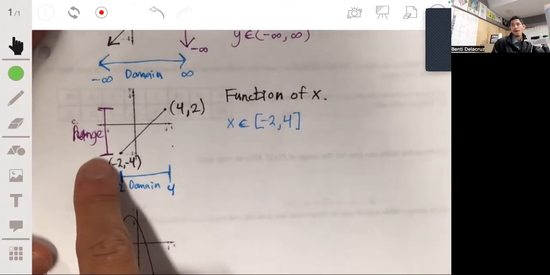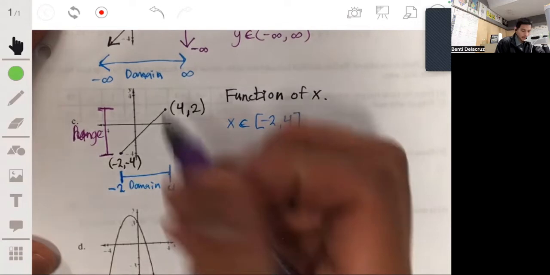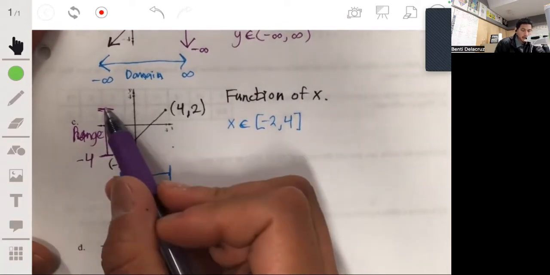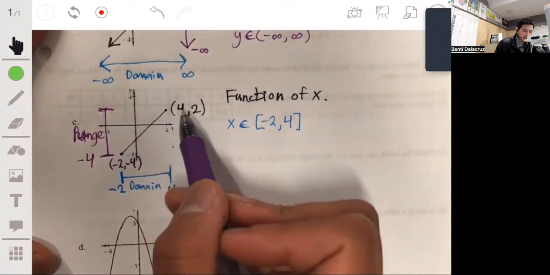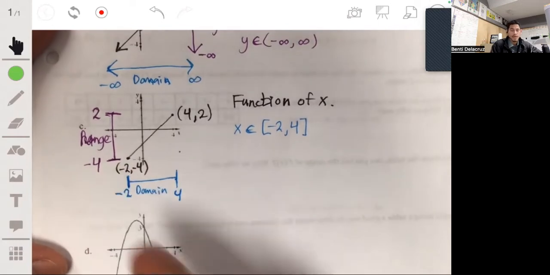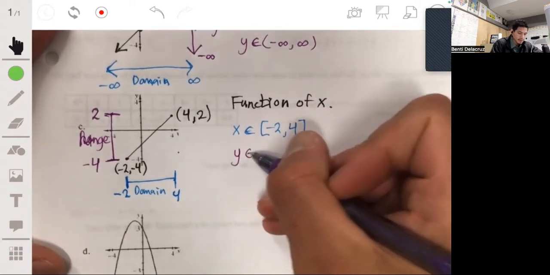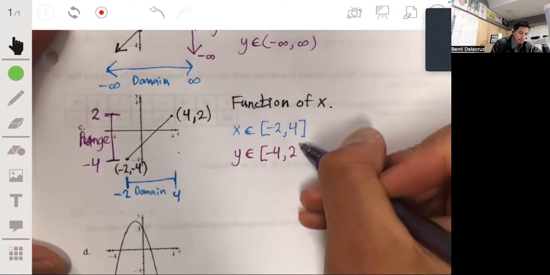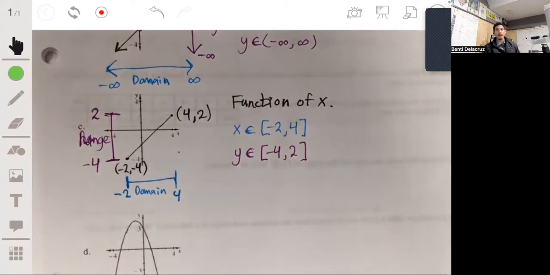So the lowest y value would be -4 at this point, and the largest or highest y value would be +2, which is up here. So the range would be the set of y values from -4 to 2, and we include those values, so we put a bracket around them.